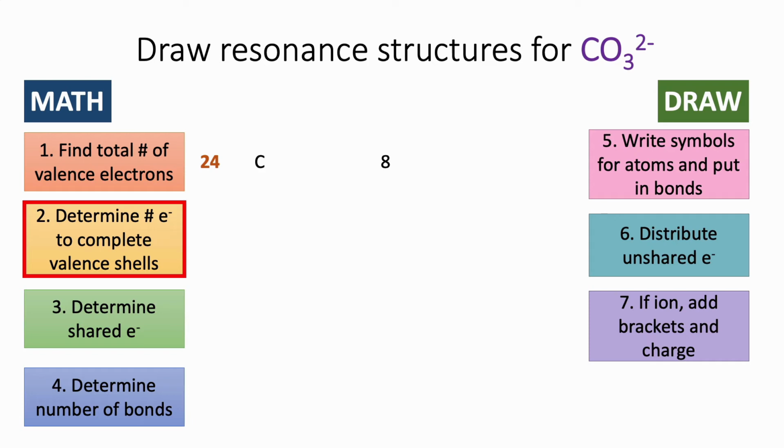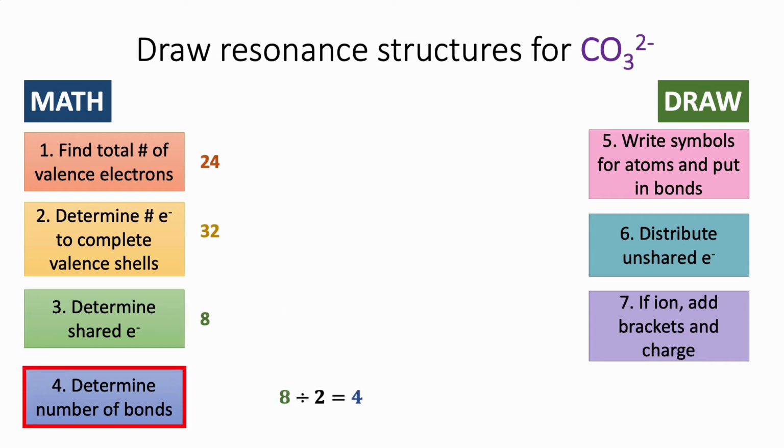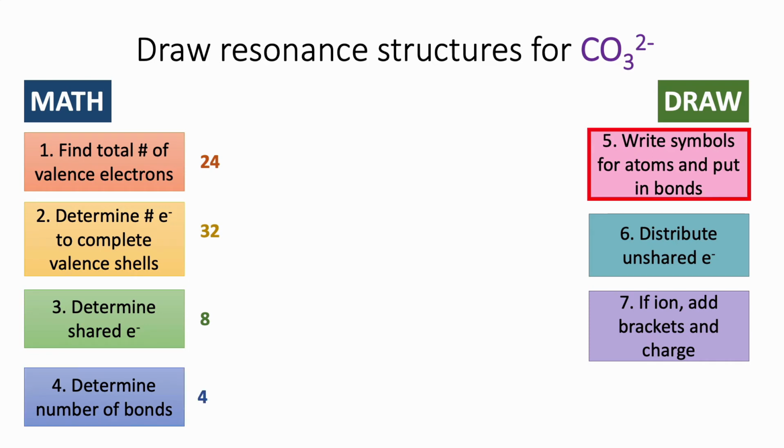Carbon has 8. Each of our 3 oxygens is going to want 8 as well, so that would be 24, which gives us a total of 32 electrons. So how many shared electrons would we have? We'd have 32 minus 24, so 8, and that means we'd have 4 bonds.